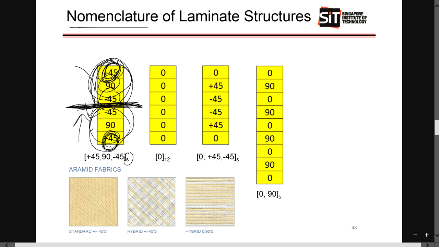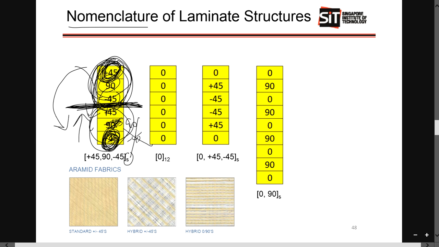So don't be careless. If this one over here is 45, 90, and minus 45, and then you put here plus 45, then minus 45, then 90, then minus 45, that is wrong. So please remember, it is the mirror reflection. This 45 and this plus 45 should be at the end of the ply itself. Hopefully this is pretty clear.